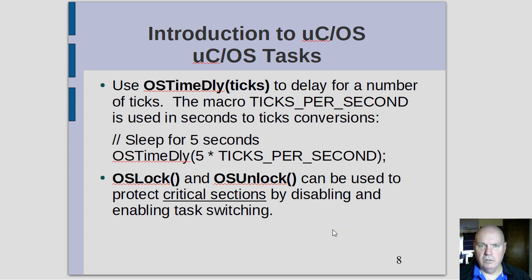You can delay for a certain number of ticks, so the task that calls this would be put to sleep. We've seen how useful that is in our previous applications. There is a ticks per second macro. So here, if I multiply 5 times the number of ticks per second, and 5 is in seconds, I'll get back the number of ticks in 5 seconds. And so a call like this would put me to sleep for 5 seconds, for example. OS lock and OS unlock can be used to protect critical sections by disabling and enabling task switching.